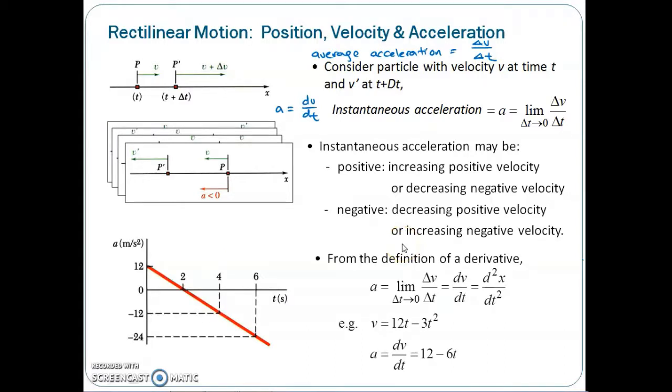The term deceleration is sometimes used to refer to a, the instantaneous acceleration, when the speed of the particle, the magnitude of the v, decreases. The particle is then moving more slowly.